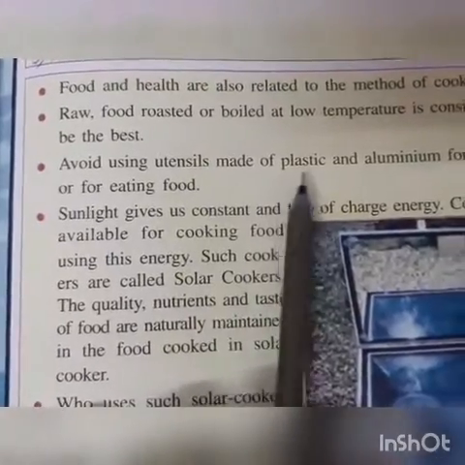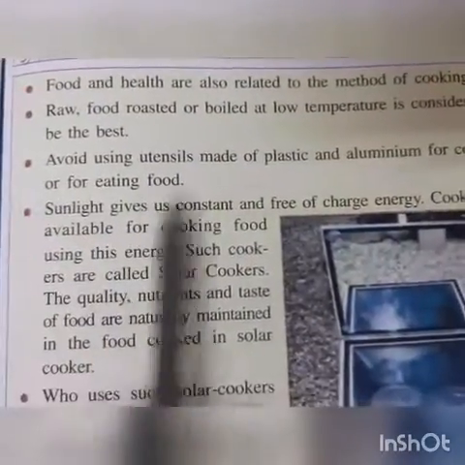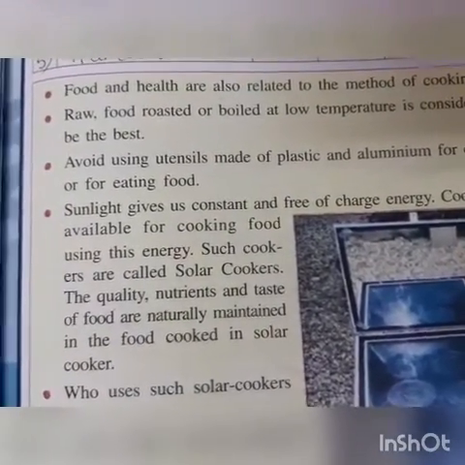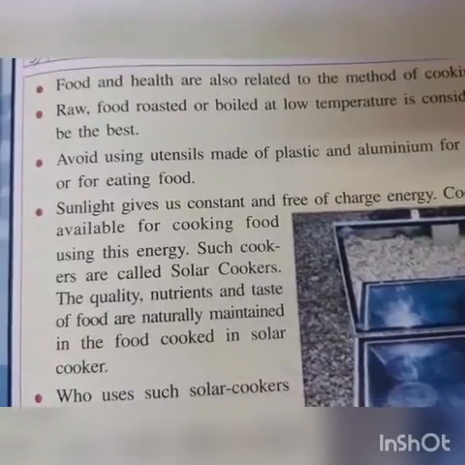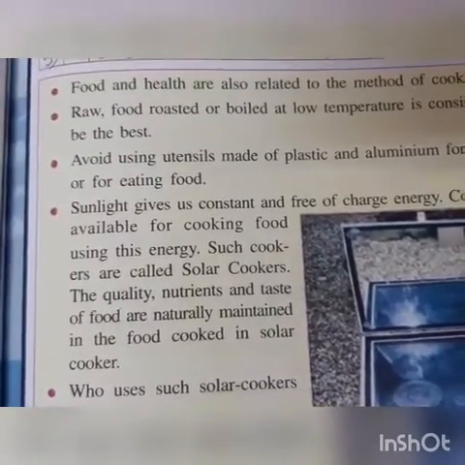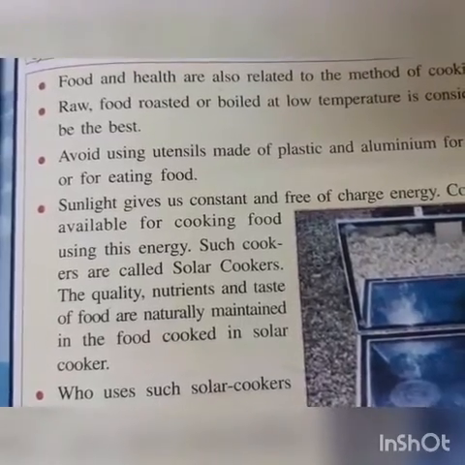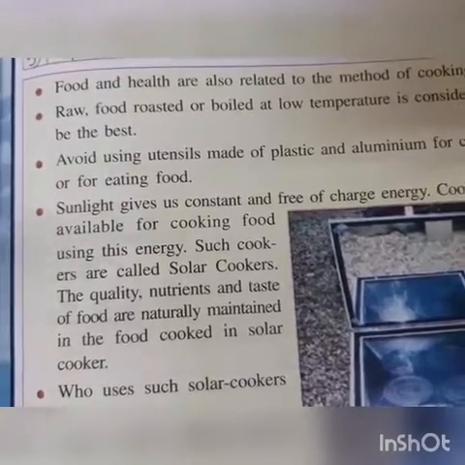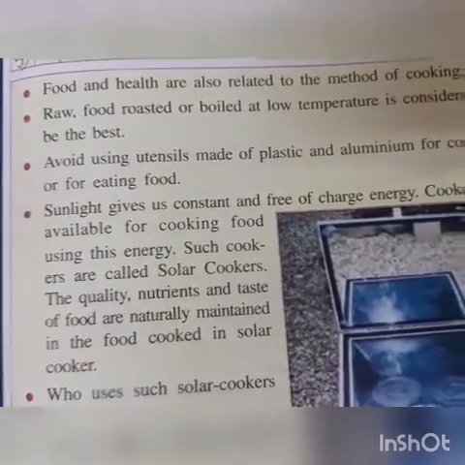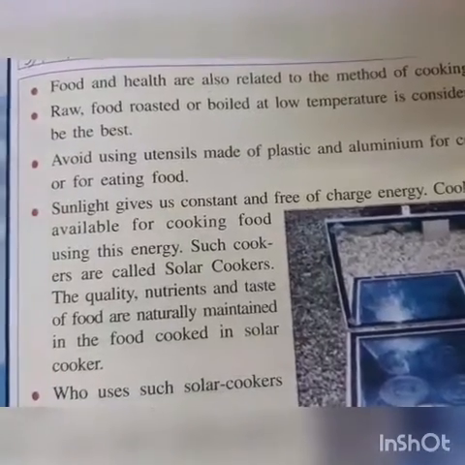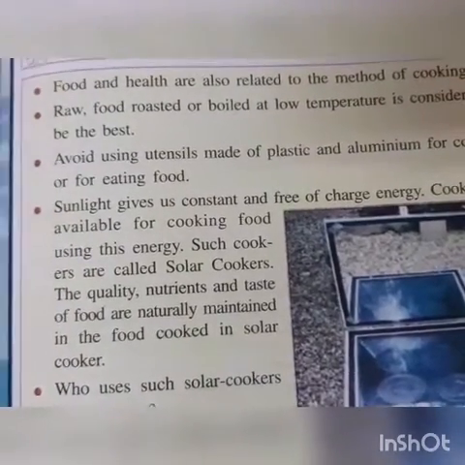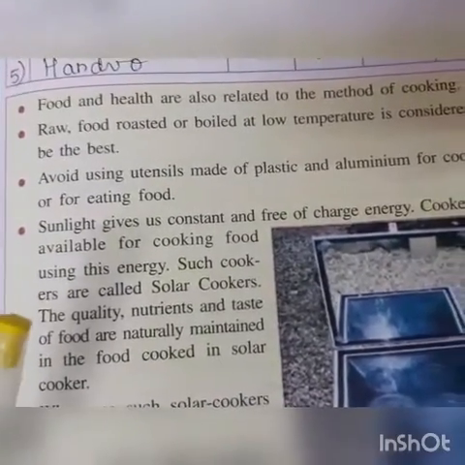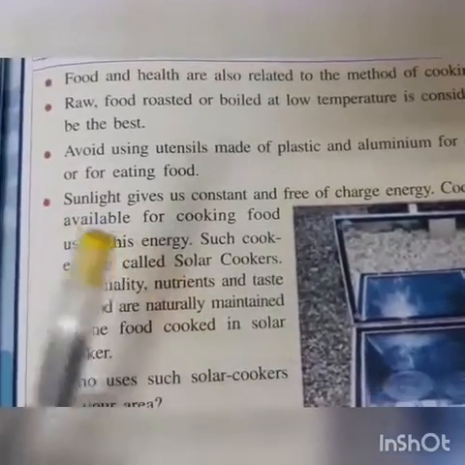Avoid using utensils made of plastic and aluminium for cooking or eating food. The vessels or utensils that we use for cooking also make a lot of difference, because plastic is not at all good for health. And aluminium also: while cooking, we always use a spoon to stir. So when you stir the vegetable or the dal cooked in the aluminium, a little bit of that aluminium scratches out and gets mixed in the food. So aluminium is also not preferred for cooking, and plastic too.